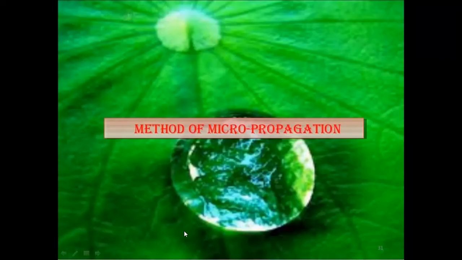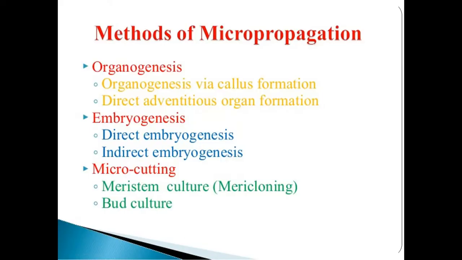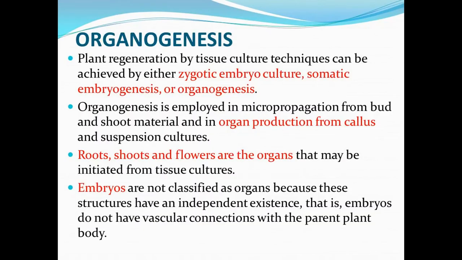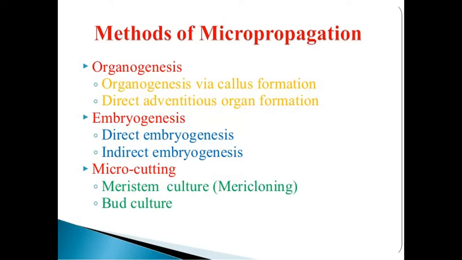Okay, now next, what are the methods of propagation? The methods of propagation are organogenesis, embryogenesis and microcutting. Organogenesis can be done via callus culture formation or by direct adventitious organ formation, and embryogenesis can be done by the direct and the indirect method. And for microcutting, there are several methods like meristem culture and bud culture.